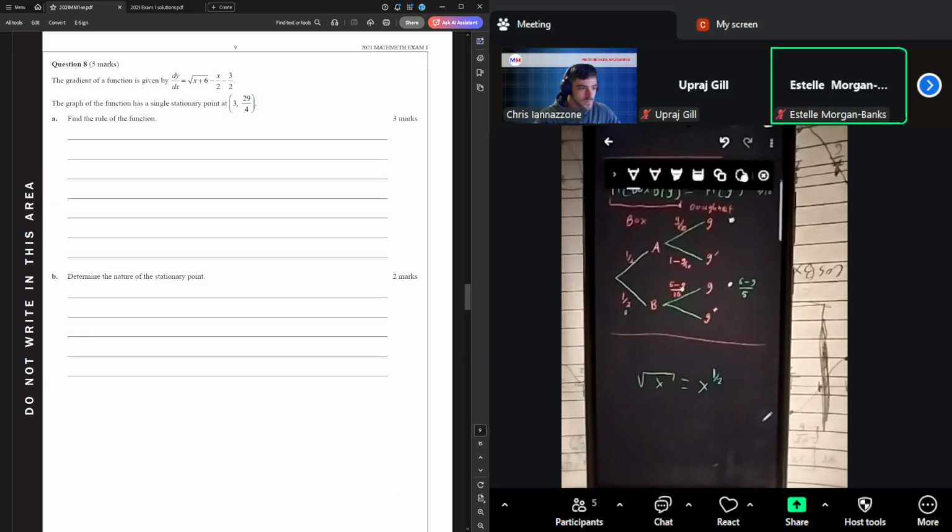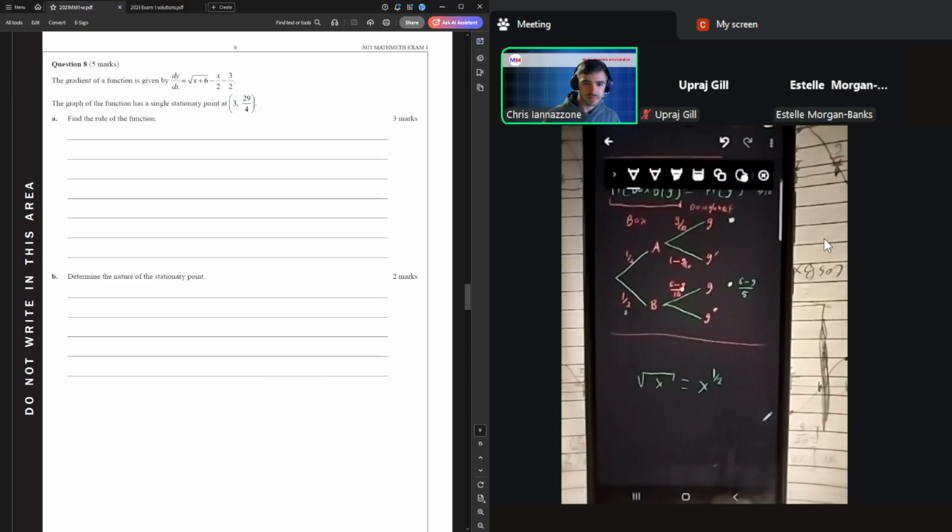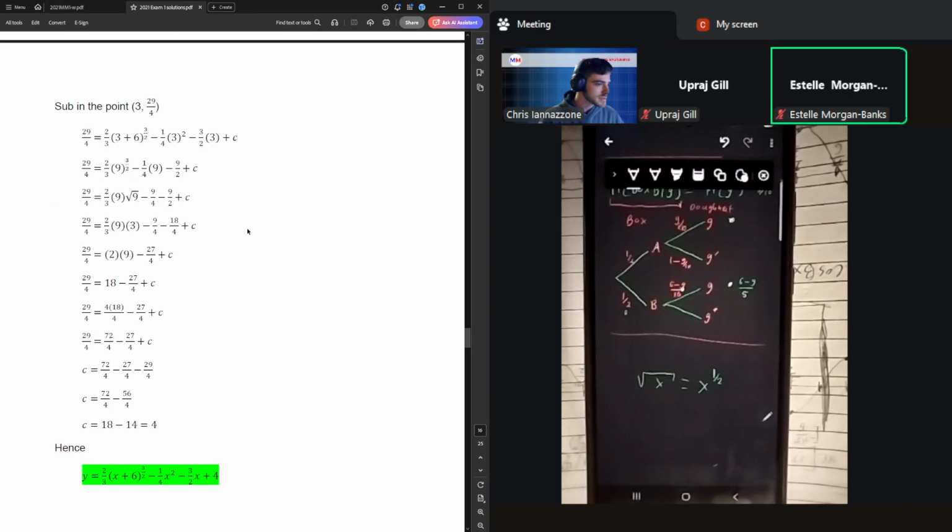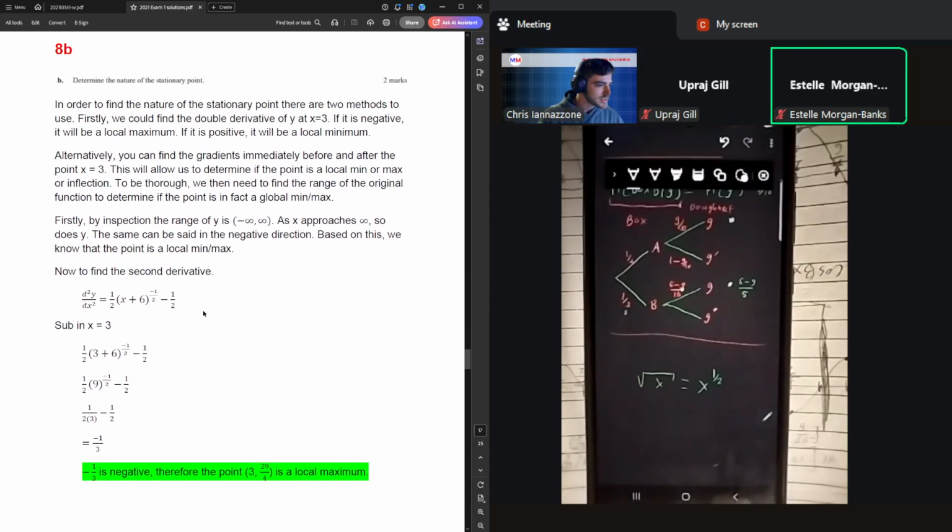Is it a maximum? It is a maximum. Yeah. What was your method? I did the double derivative. Double derivative. Yeah. So that's what this would have looked like here.